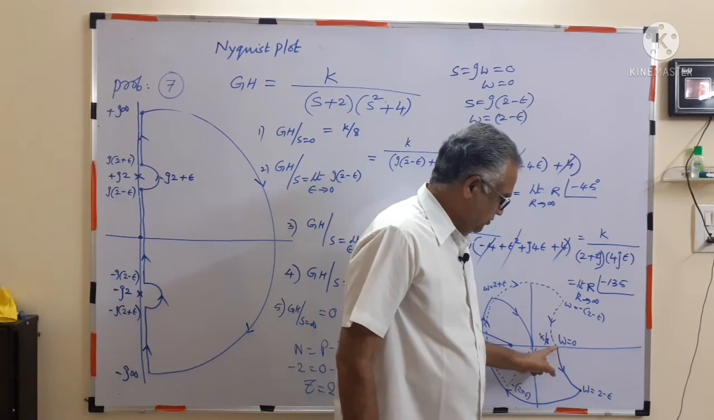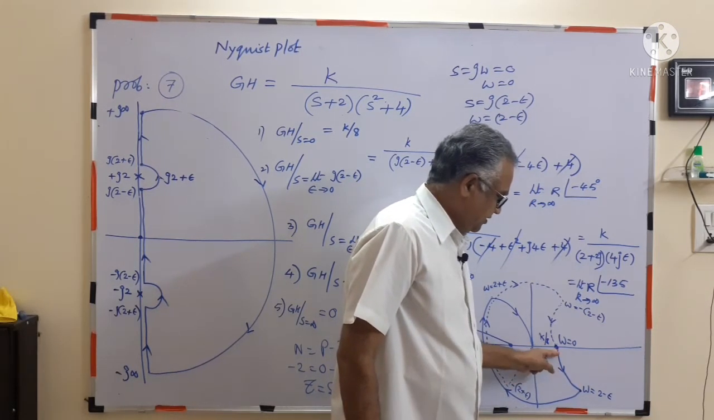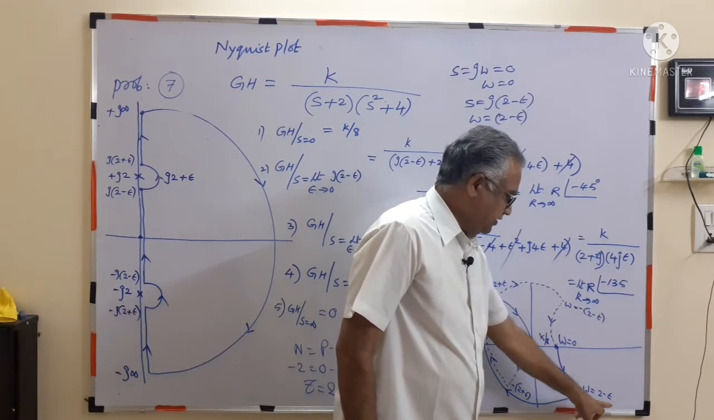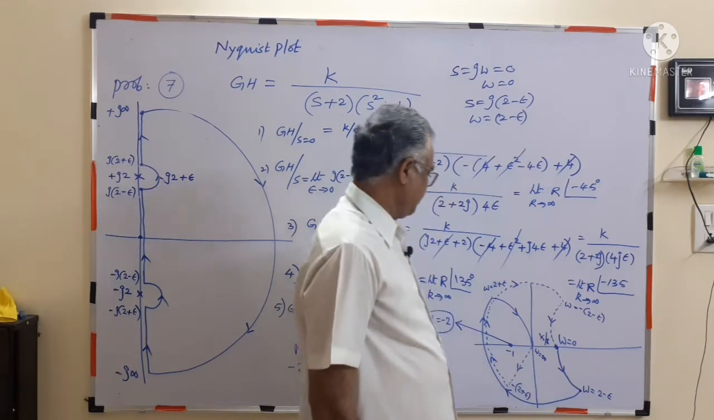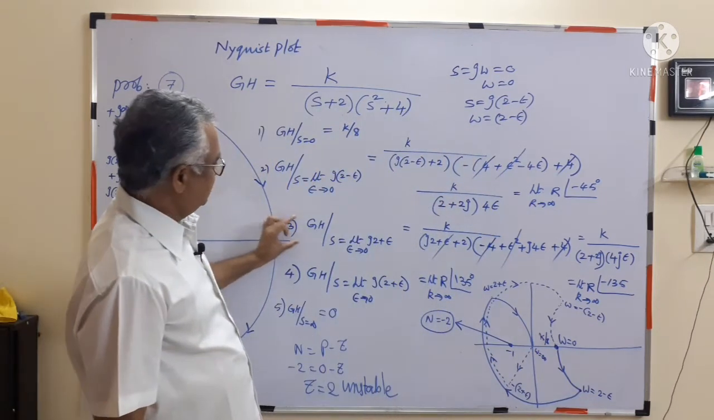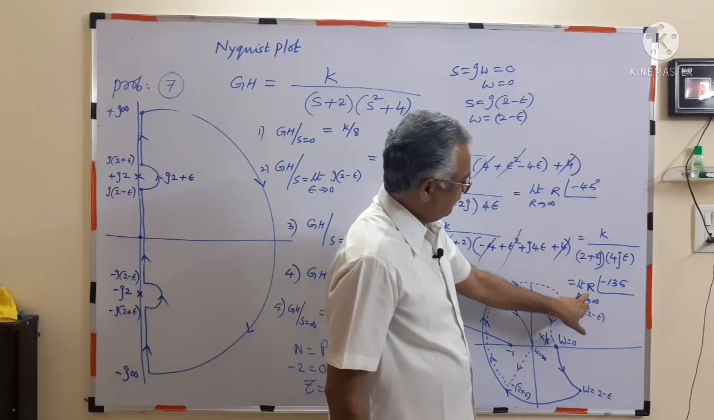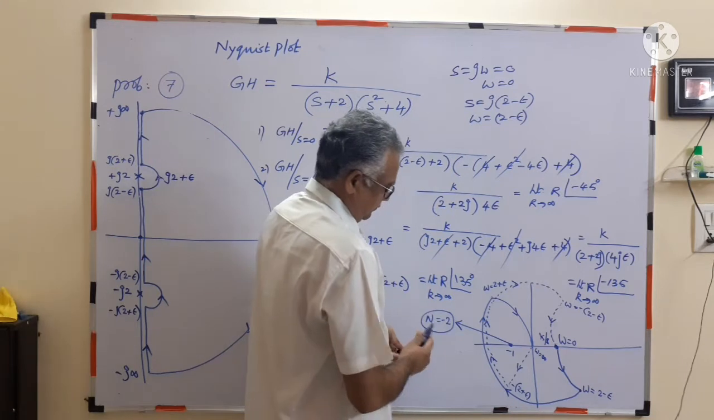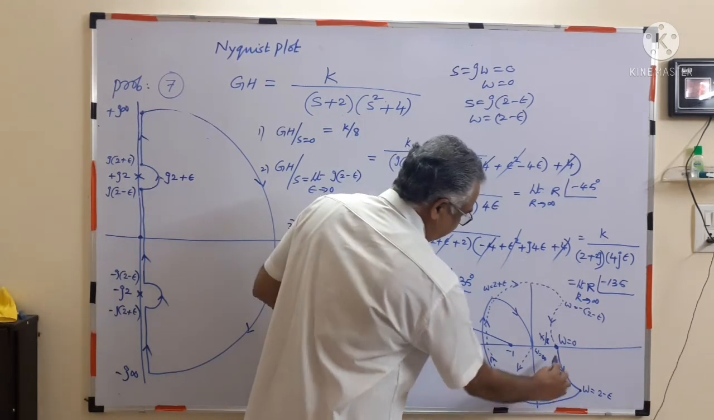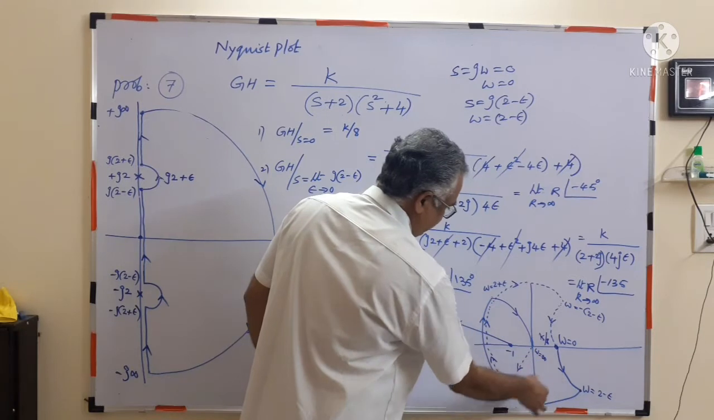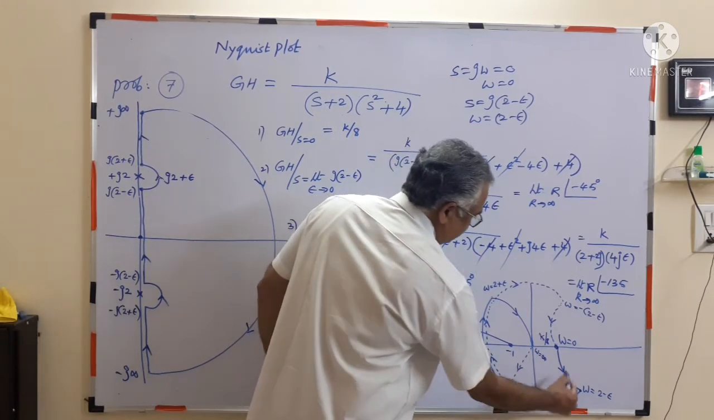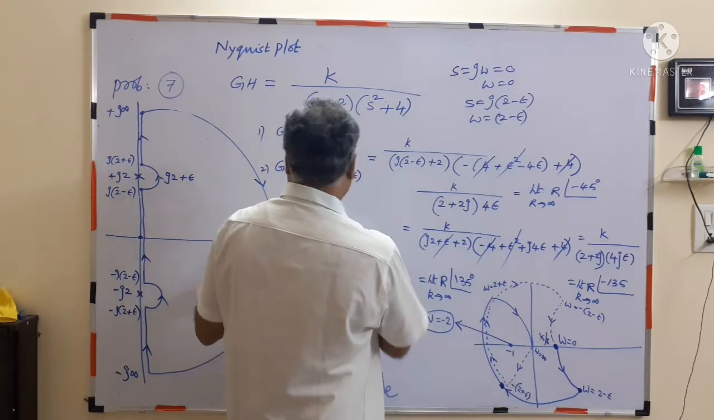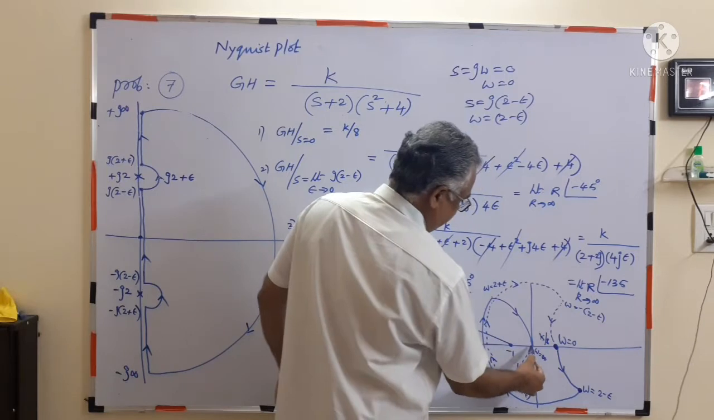So at omega equal to 0, k by 8, this is finite. It will go to infinite with an angle of minus 45 at the frequency omega equal to 2 minus epsilon. Then this third one: infinite, minus 135. So this point: minus 90, minus 45, minus 135. This is first, this is second, this is third, minus 135.